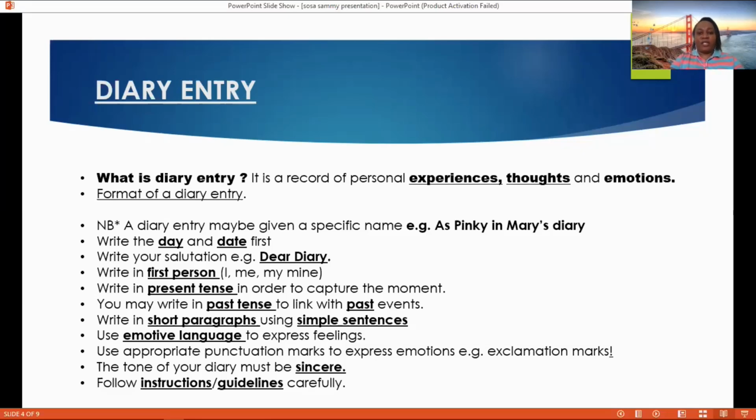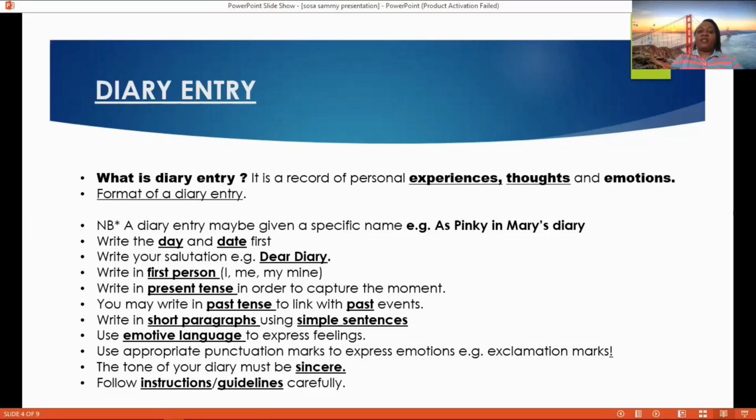Use emotive language, emotive verbs to express your feelings, be it is your fear, your anxiety, your excitement. Please use that emotive language to express those feelings. Use appropriate punctuation marks to express emotions as well. Appropriate punctuation marks such as exclamation to show your excitement.